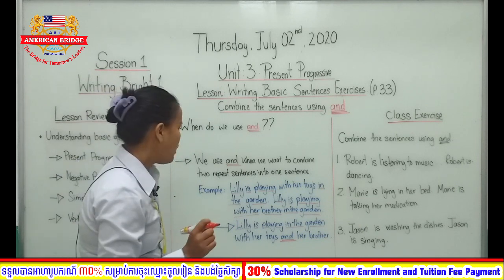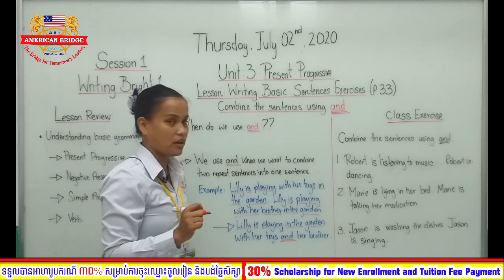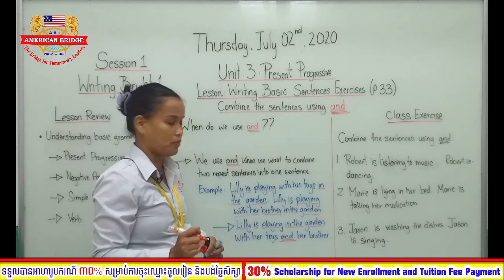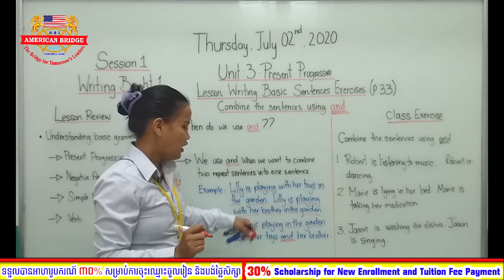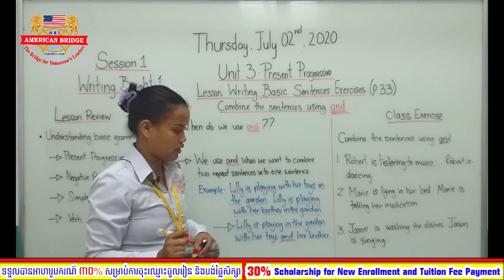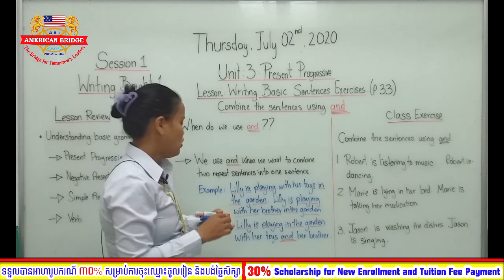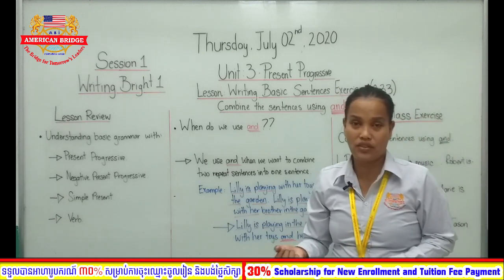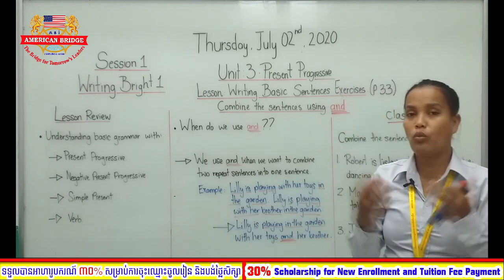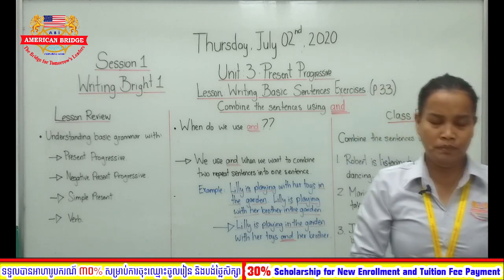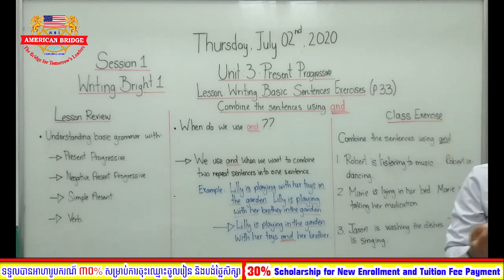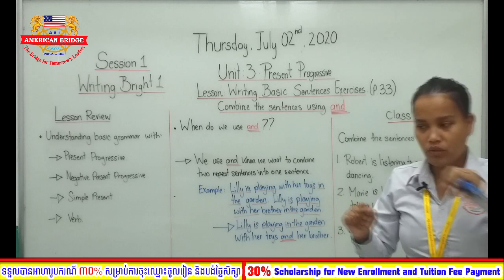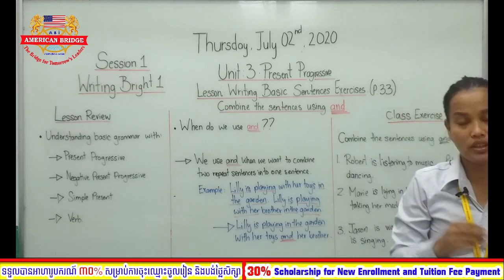So when we want to put it into one sentence by combining with and, it becomes Lily is playing in the garden with her toys and her brother, okay? So we use and again to combine two repeated sentences, two sentences that are the same, and put them into one sentence. We also use and with descriptive words.